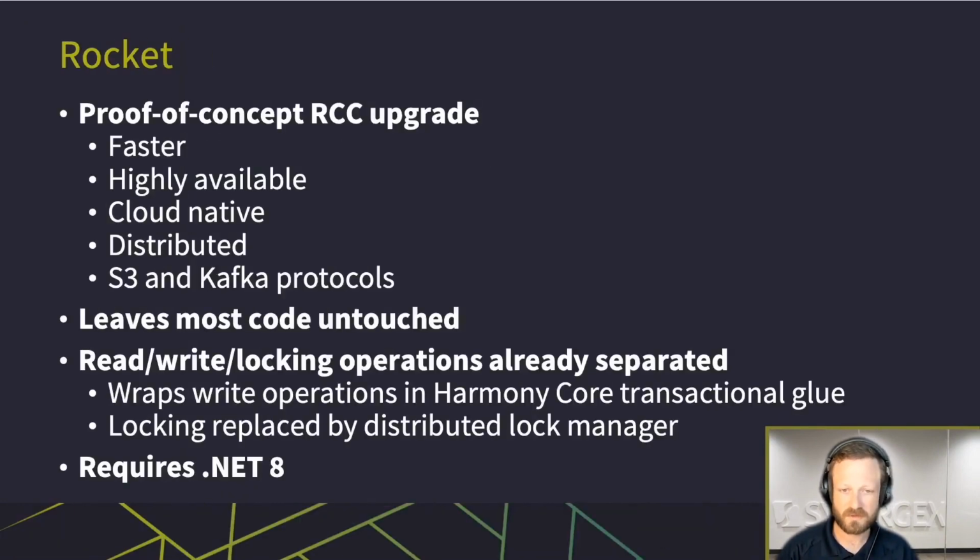So building on top of that, we've done a proof of concept upgrade to the RCC software, where we take advantage of Kafka and this ISAM replication. So what we've come out with there is that this is actually faster. It's highly available. You can run multiple RCC nodes distributed across data center or geo-distributed.